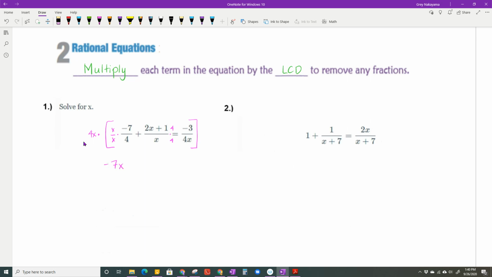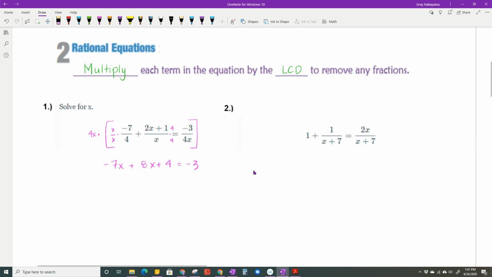So on the first one, I'm going to have minus 7x, and then I'm going to have plus, and I went ahead and multiplied it out. I probably shouldn't have. I don't in the future. So 4 times 2x and 4 times 1 equals, I didn't have to do anything to the other side, so it's just equal to negative 3. So that is the key. You haven't multiplied by the right thing if you still have any fractions. So my fractions are gone.